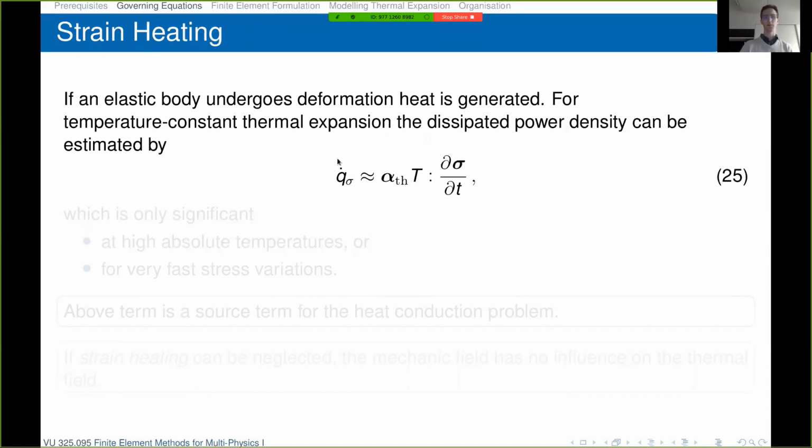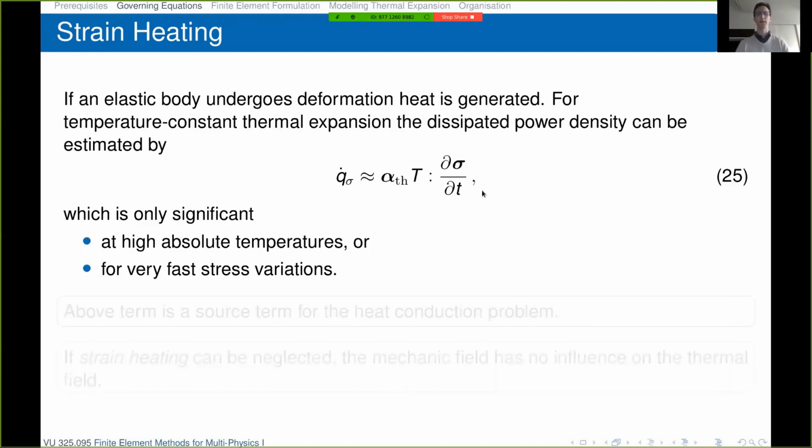this relation. So the power dissipation is approximately the thermal expansion tensor times the absolute temperature of the body, double contracted with the stress rate with which the body is deformed. And from this relation, you can see that this is only a significant portion of heat if the absolute temperatures are high, so if the T is high, or we have very fast stress variations, so the time derivative of the stress tensor gets large.